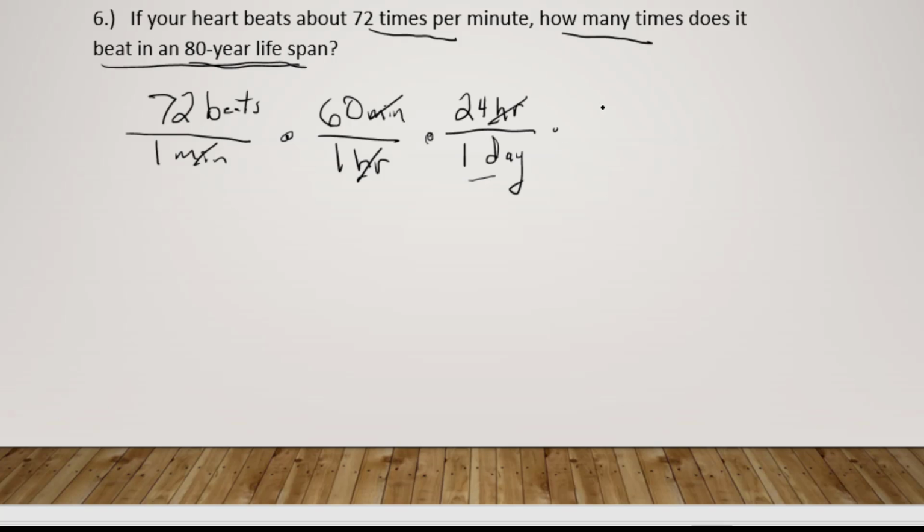And then there's 365 days in 1 year. And so the days will cancel. And if I multiply all these across, I will get how many beats in 1 year. So if I know how many beats in 1 year, what do I multiply it by to find the number of beats in 80 years? You can figure that one out.